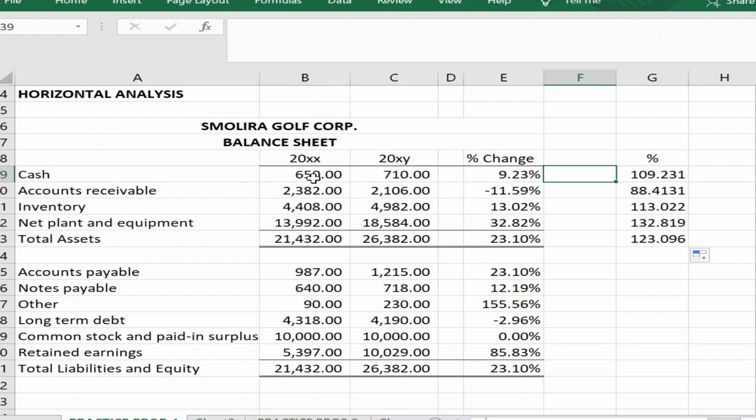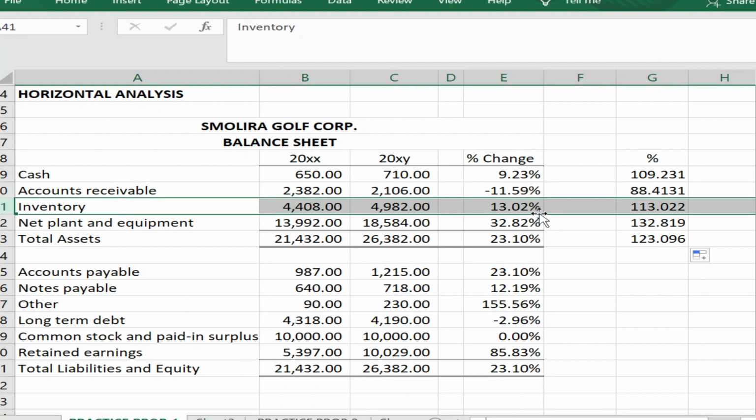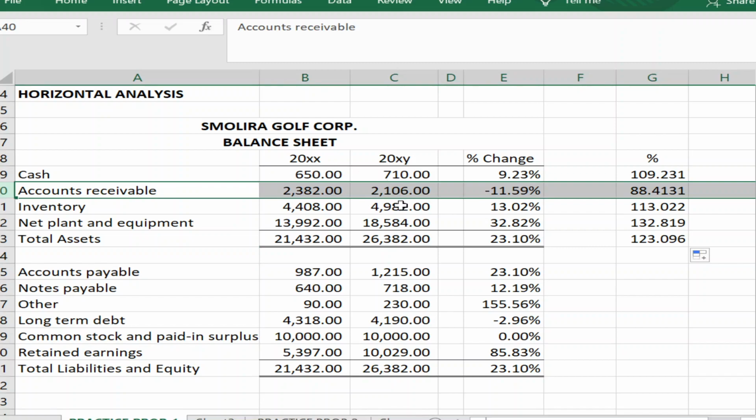So for the balance sheet, we can see here that it has improved by 9.23%. It's good. It's better than having a negative percentage. And then for accounts receivable, you have negative 11.59%. Inventory, you have 13.02%, and so on. So what can we say about the balance sheet of Smolera Golf Corporation? We can see here that our accounts receivable decreased.